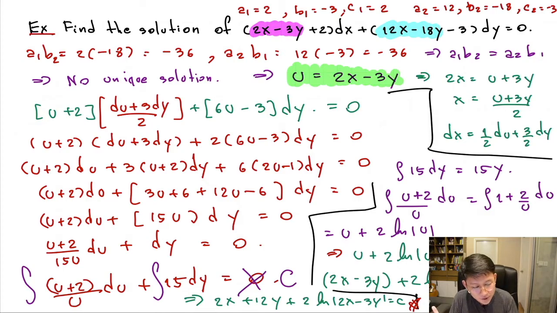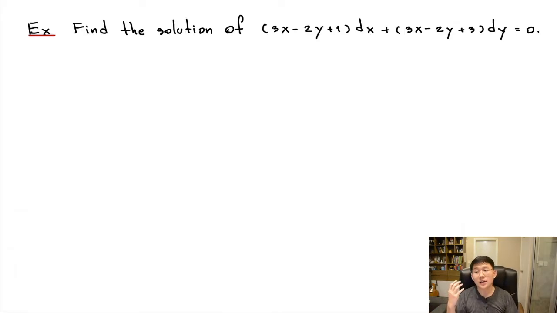So before we finish this video, let's look at the last example. Here, you can see they are the same. So if I were you, I wouldn't check if a1 b2 equals a2 b1. No, I'm not checking that, because it's clear that they are the same thing. If they are the same, it means that there's no unique solution.